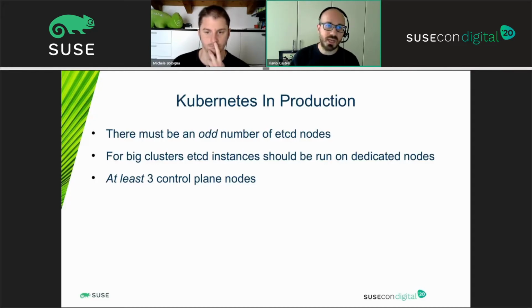The odd number comes from how the protocol used by etcd works in order to reach the consensus, to reach the quorum among the different members of an etcd cluster. And given what I said just before, that etcd nodes are most of the times also placed on the control plane nodes, you always end up having at least 3 control plane nodes. So this is the minimum if you want to go in production with Kubernetes.